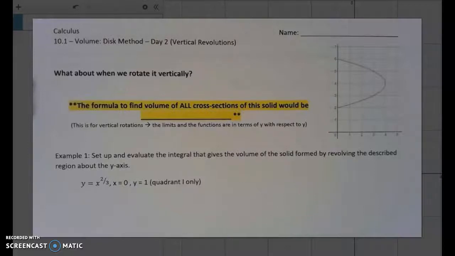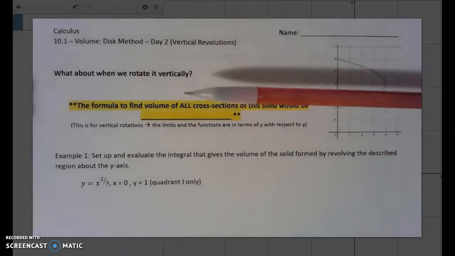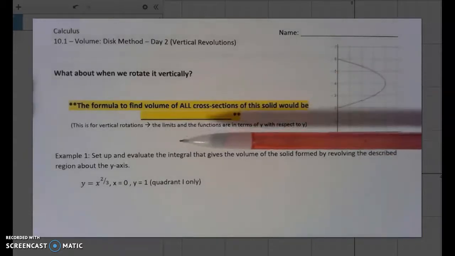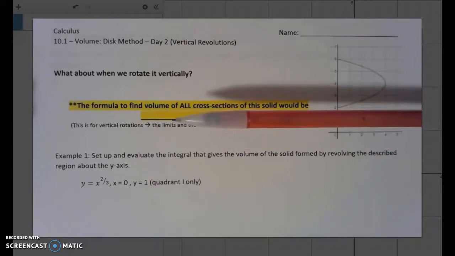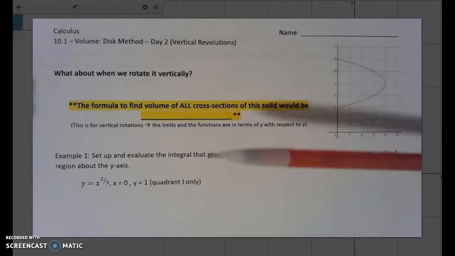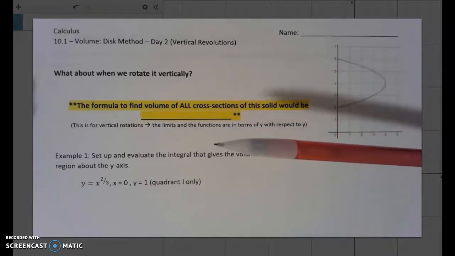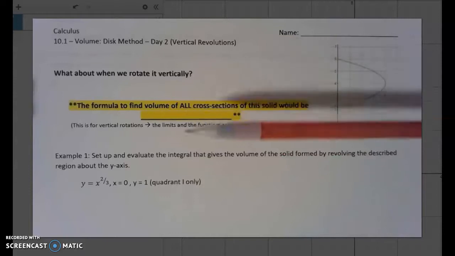Guys, welcome to the second day of looking at 10.1. We're talking about using the disk method to find the volume. On the first day of 10.1, we looked at horizontal rotations. So when we either rotated it about the x-axis, or sometimes we might rotate it about a different horizontal line, like y equals 1, or y equals 4, or y equals -2. But all of those rotations were horizontal.